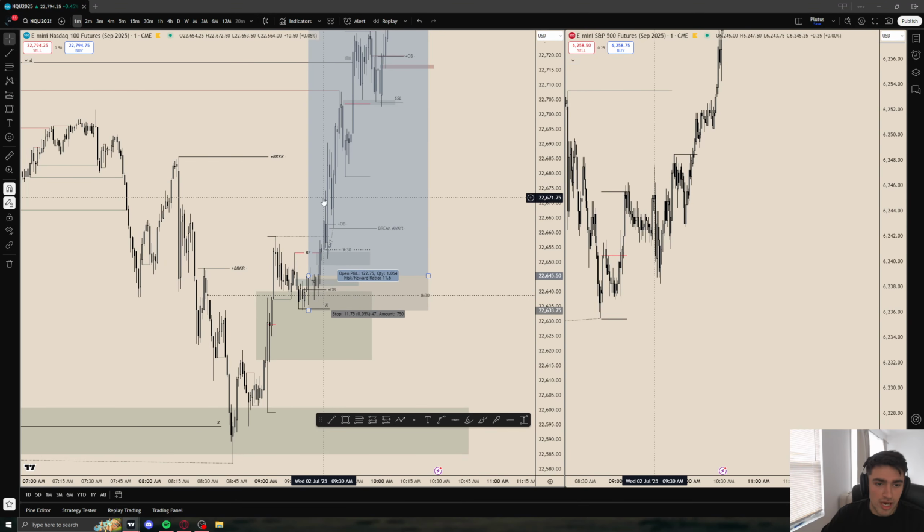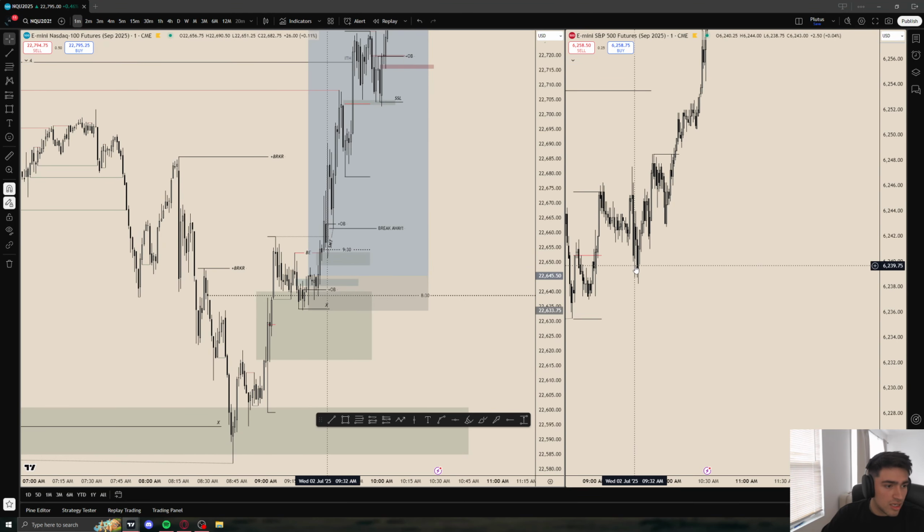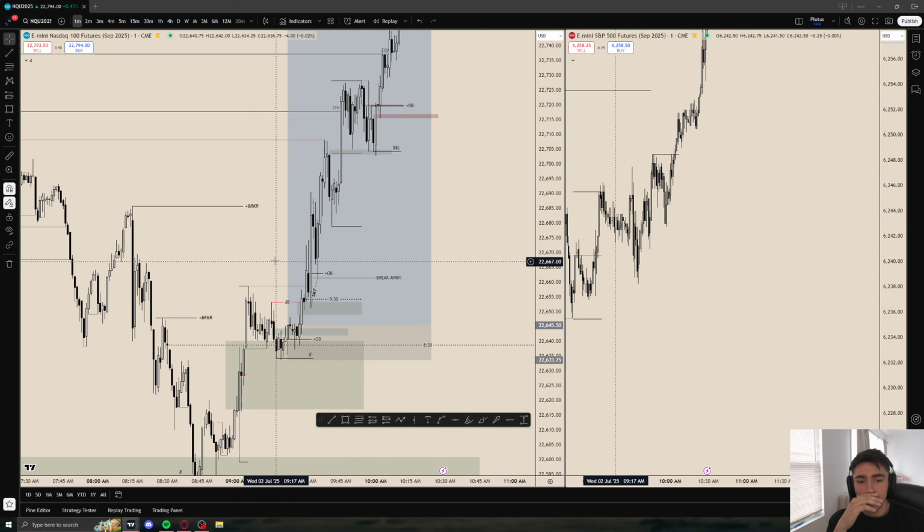9:30 opened. We went higher. We put in the SMT at these lows. So if you grab this low from 9:30, as you can see, 9:30 opened lower, and we put in an SMT with this low. And then we went higher, and then we came back down on ES and put in another SMT. So price was just so bullish on NQ.